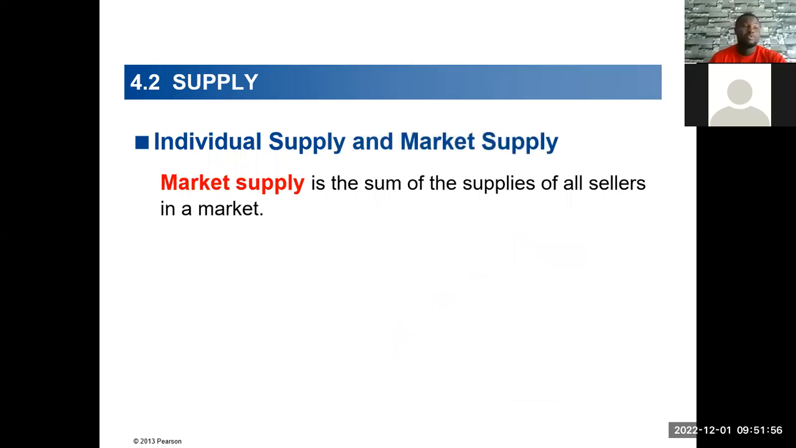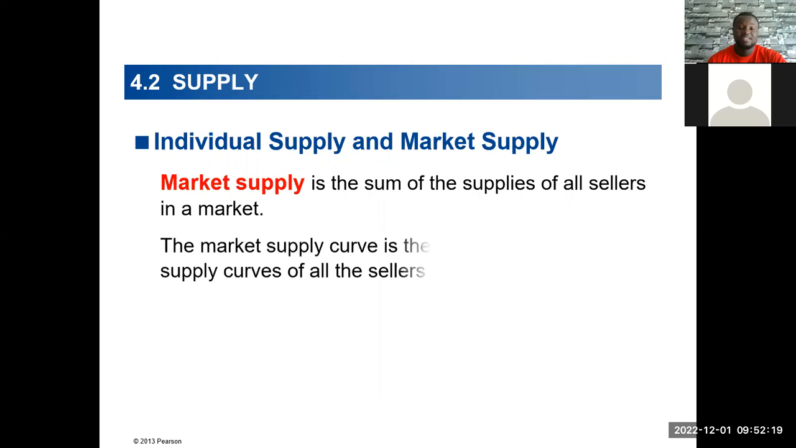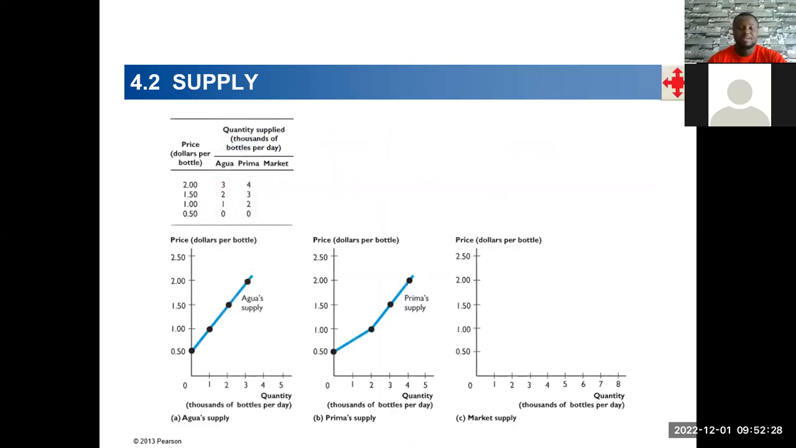Now, we are dealing with a competitive market, so we have a lot of sellers. The quantity that each individual is offering for sale is individual supply. But when we sum them up, we get our market supply. So the market supply is just the sum of the supplies of all the sellers in the market. Graphically, that too is the horizontal summation of the individual supply curves. So we sum the supply curves up horizontally, and then we get our market supply curve.